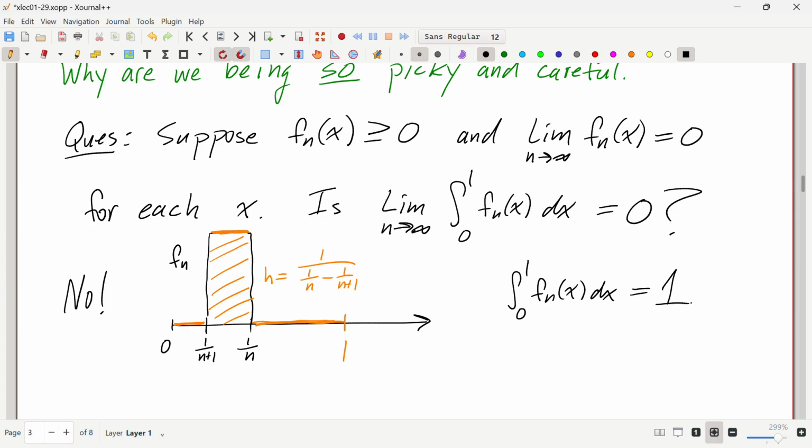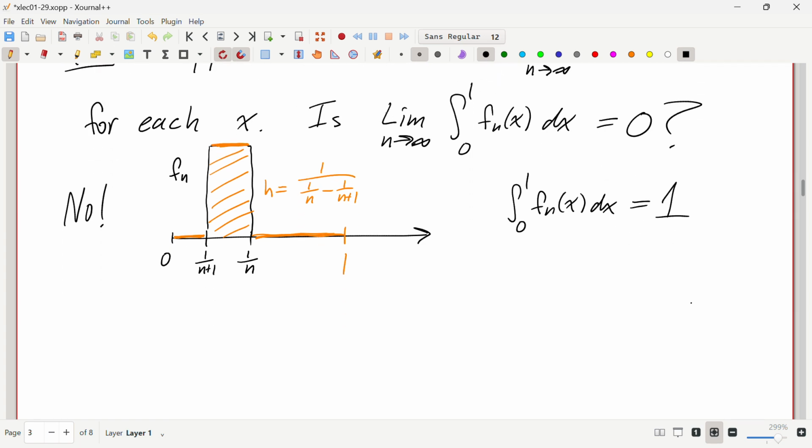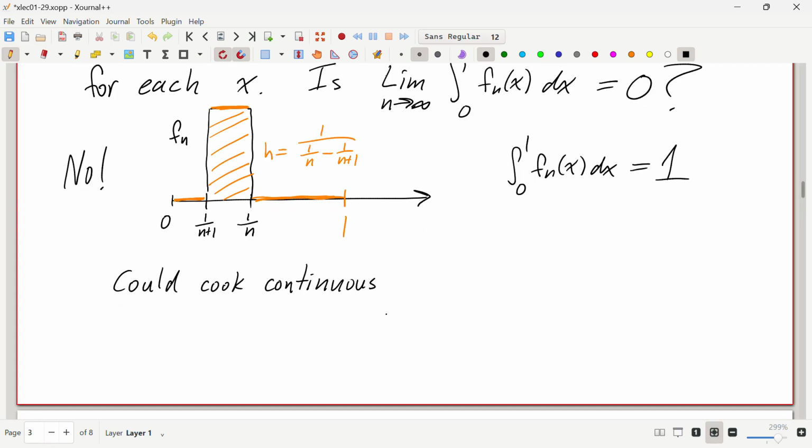And I could even make these functions be continuous. I could make that area be 1, but I could make it a smooth bump instead of a staircase bump. I could make it a trapezoid or something that's continuous. So I could play games, and I could even make the Fn's be continuous and still violate this thing. So that's why we've got to be careful. Sneaky, weird things can happen like this.